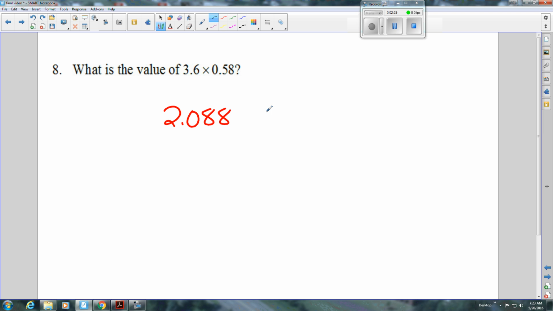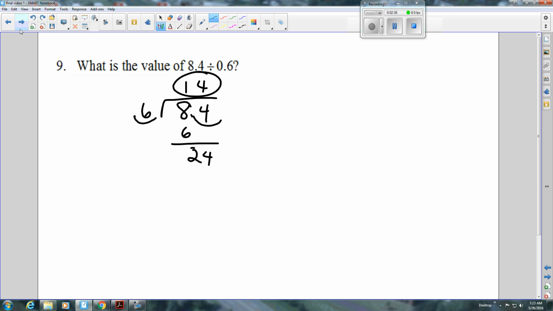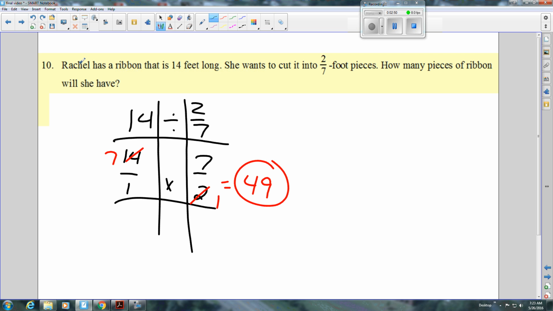What is the value of 3.6 times 0.58? It's 2 and 88 thousandths. What is the value of 8.4 divided by 0.6? Don't forget to swoosh, or swoop, so we move the decimal 1 to the right. The answer is 14.